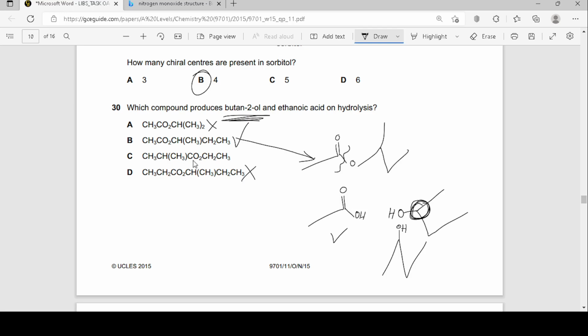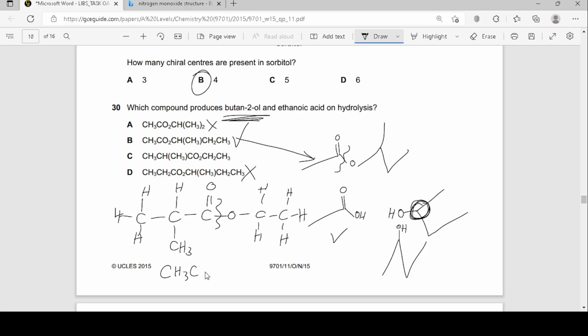So CH3CH, CH3CO. For this one, I think it's better if I draw it like this because I don't know the chain. CH2, CH3. Doesn't matter whether you're more comfortable with skeletal formulas or with these ones. It's just that skeletal formulas are quicker and more convenient, so it's better if you get used to doing them. But yeah, so I get CH3, CH, CH3, COOH, and I get CH3, CH2, OH.